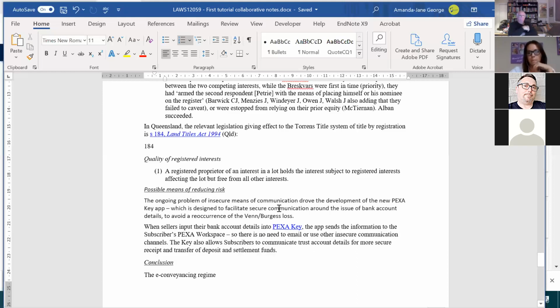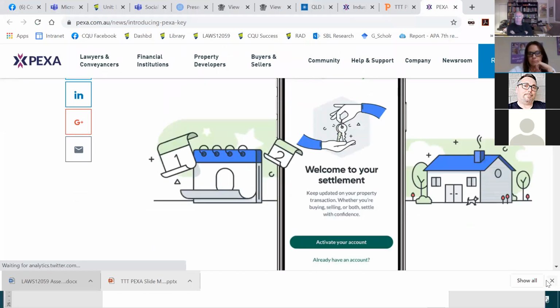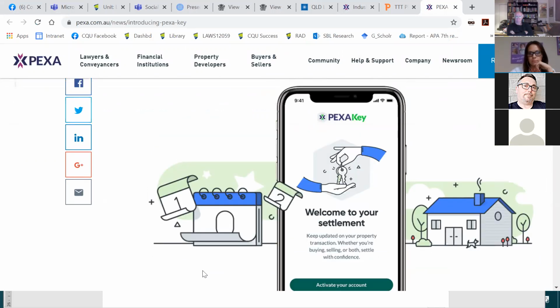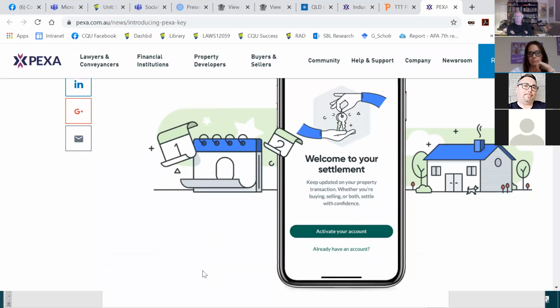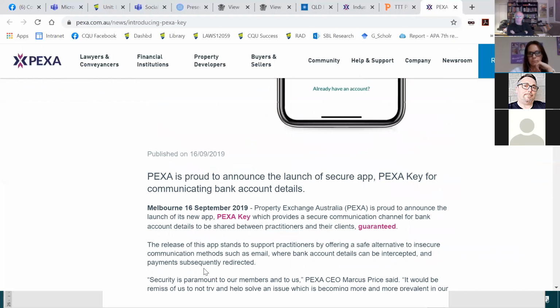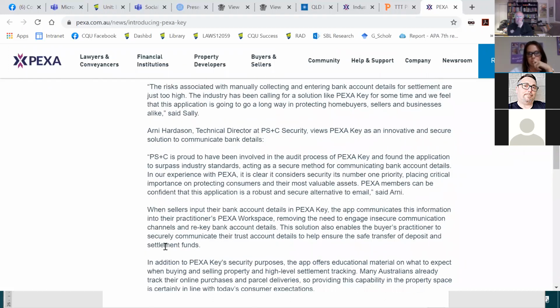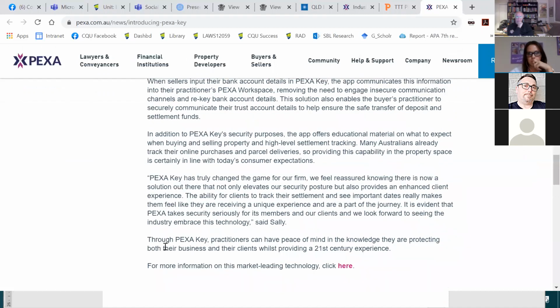So this PEXA key, and I've got a little link here. I don't know whether it'll open. So there you go. There's the app. Looks all very friendly. And this just tells you a little bit about it. But when was this? Yeah, 2019. So it's relatively recent. I guess it took them a while, but they rolled it out in beta and they did some testing on it. And I guess they needed to be very, very sure that it was going to perform at the level that they needed it to perform at.